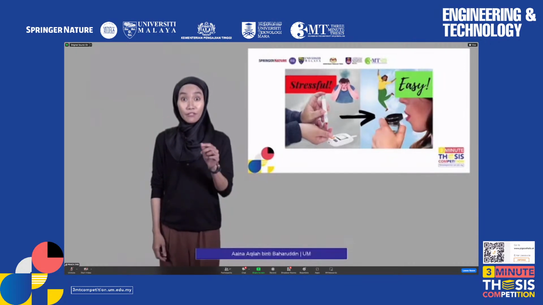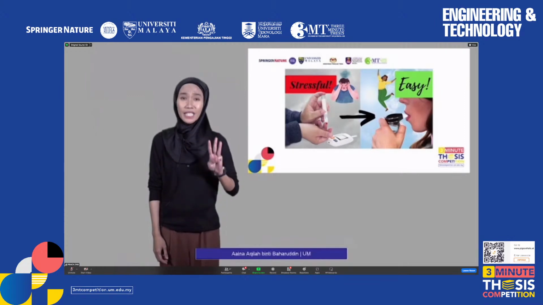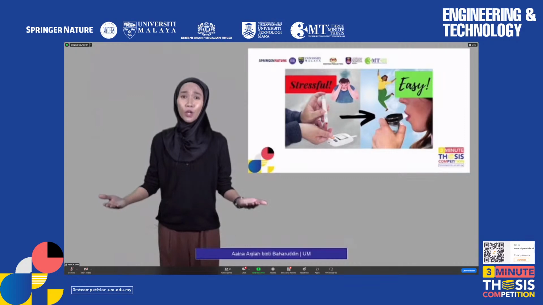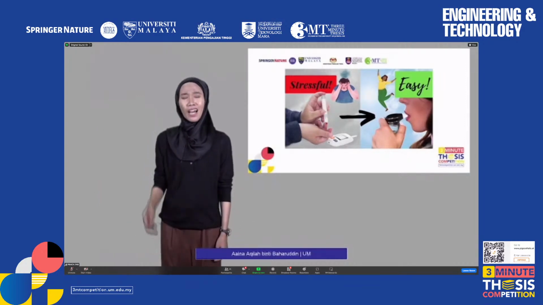Not only is it bad for their health, but the Malaysian government spends 3 billion ringgit a year just to treat complications related to diabetes. So how do we solve this problem?